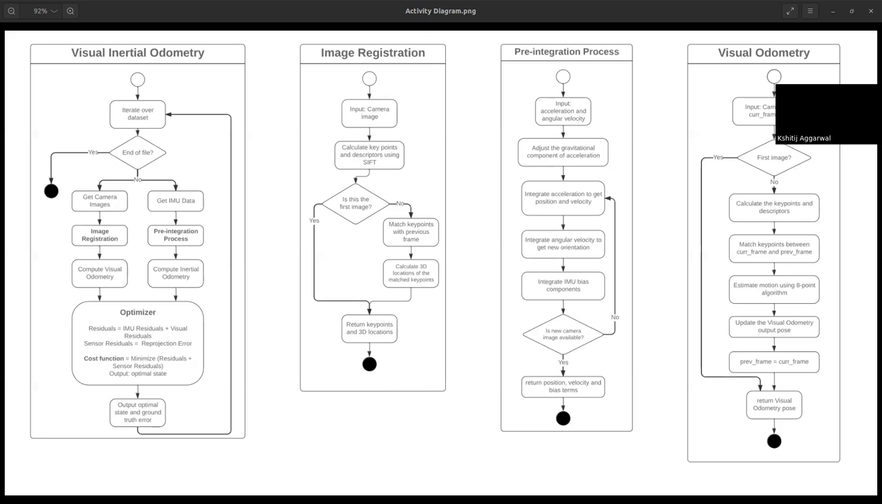Now for the visual odometry on the right hand side, that is the final overarching pipeline. After matching the key points from subsequent frames, we will estimate the tentative motion using the 8-point algorithm and finally update the visual odometry. Once we have both of this information from the respective sensors, we can always go back to the optimizers and try to minimize the cost function and give us the most optimal state or the output, which is the position in our case.